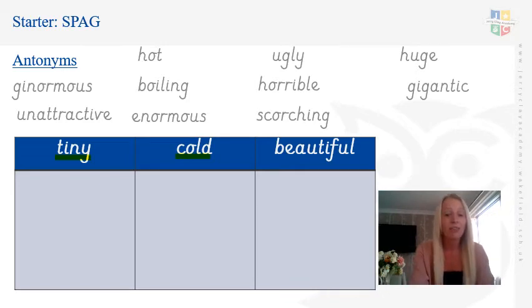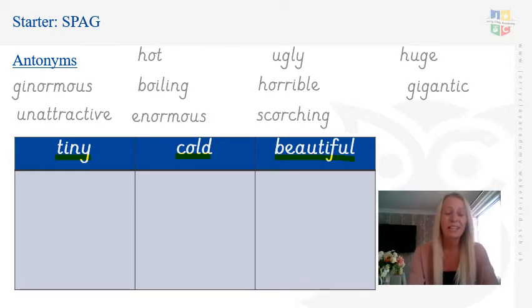In this box, the word is cold. So the antonym, the opposite of cold would be hot. So put in all the words that mean the opposite of cold in that box. And in the final box is the word beautiful, and the antonym of beautiful may be ugly, horrible. So you would find all the words that mean the opposite of beautiful and put them in those boxes. Now you can draw the table in your home learning book, or you can just list them as little subtitles, however you wish to do that. So pause the video now and see if you can match all the antonyms into the correct box.